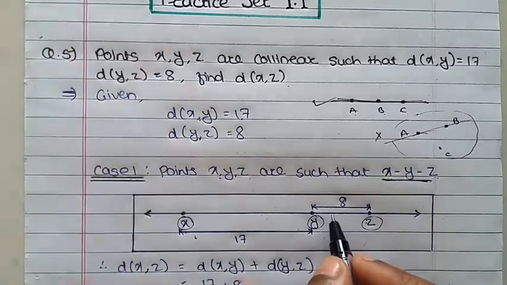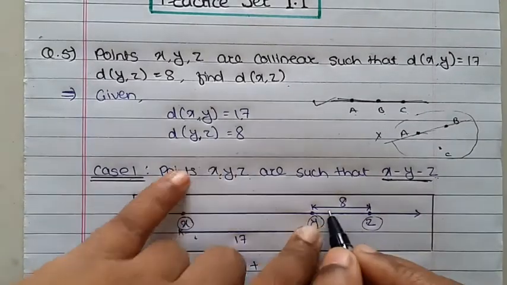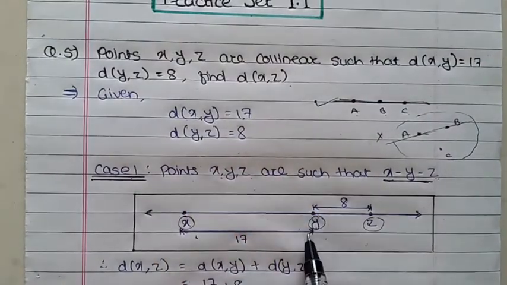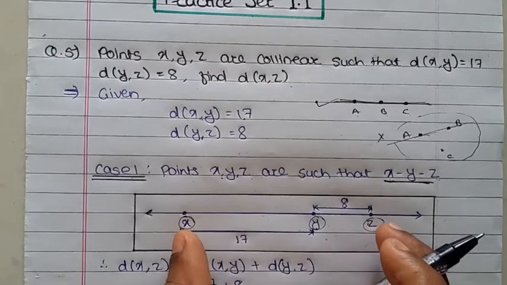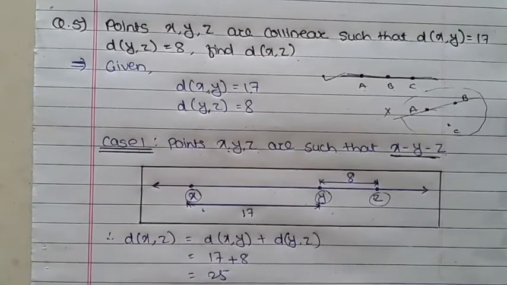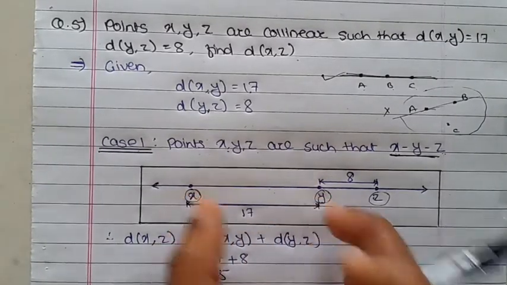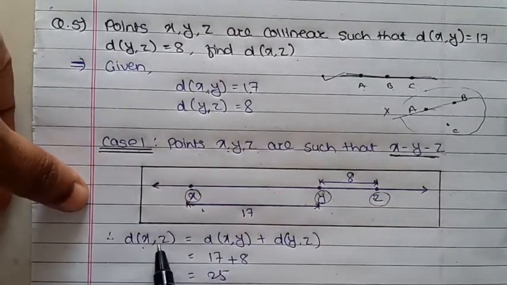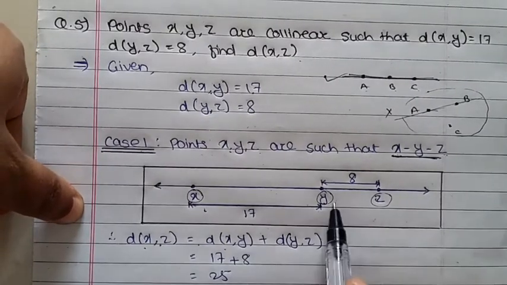So write down the distance between Y and Z. What is the distance between Y and Z here? That is 8, so write it down here. Then what is the distance between X and Y? X and Y distance is 17. And we want to calculate the distance between X and Z. This is your case number 1. So how to calculate the distance? When we add XY plus YZ, then we get XZ. So distance between XZ is equal to distance between XY plus distance between YZ.